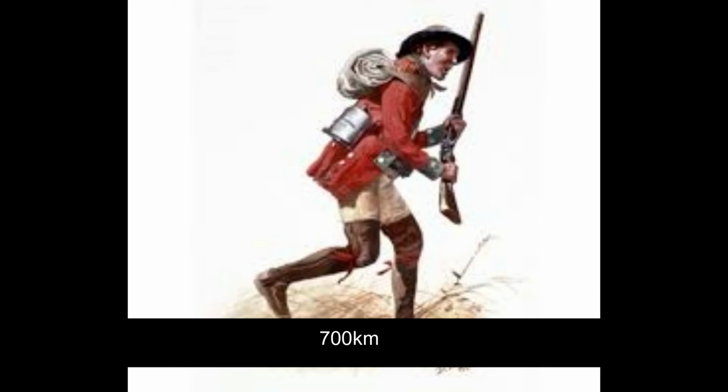So then the loyalists started running to Canada. Some of them used ships, but some of them had to walk all the way to Canada. People who had to walk all the way to Canada had to walk more than 700 kilometers also.